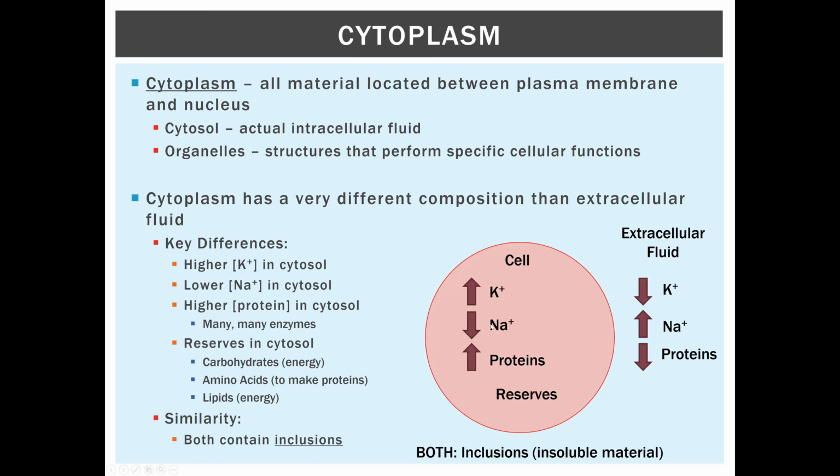Both the inside and the outside of the cell can contain inclusions, and inclusions are insoluble materials. So they are like little clumps of different types of compounds. One example of an inclusion that's actually found inside cells is the pigment called melanin that gives your skin a brown color. That is an insoluble material that is found inside of your skin cells.